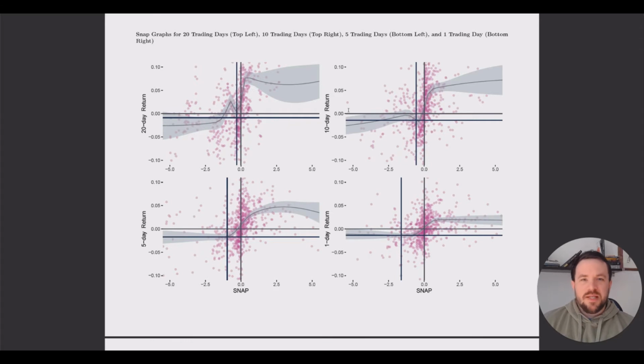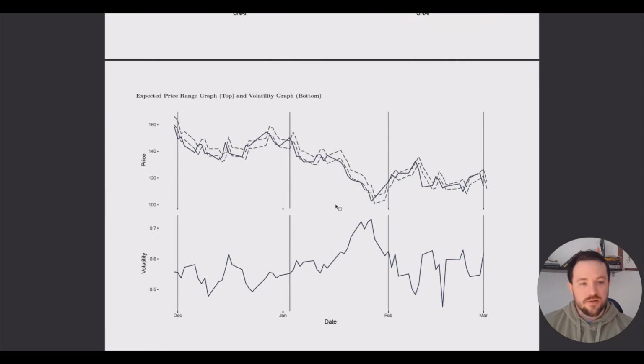So unfortunately for AMD, the snap graphs here are all negative. So the crosshairs are all in the negative quadrants. So this is the 1 trading day, so that would be today or the second. This is 5 days or 1 trading week, 10 days or 2 weeks, and then 20 days or 1 month. And the snap graphs are based off of the way that VoEx is changing. So we see that the recent VoEx behavior over the 1 day, 5 day, 10 day, and 20 trading days is indicative of negative returns. So that's a little concerning.